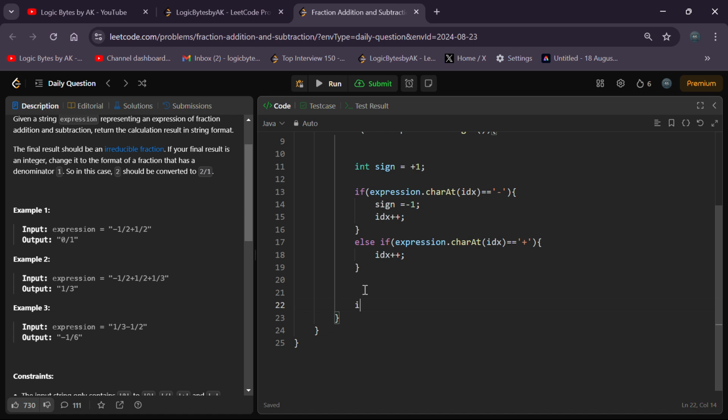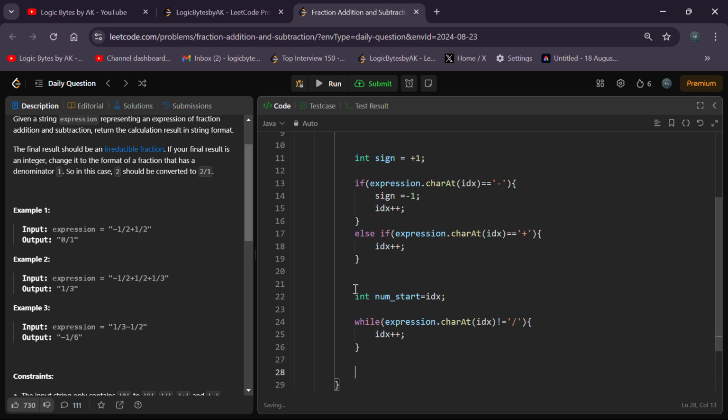So initially we have the numerator starting index, which is idx, and what we have to do, while expression dot character idx is not equal to the slash, we have to do idx plus plus. So when it is equal, we get our ending index, which is idx.